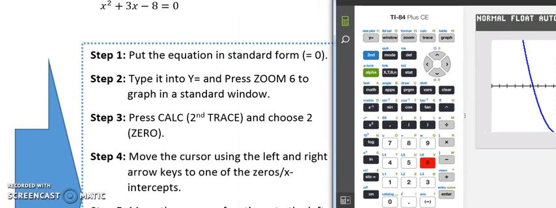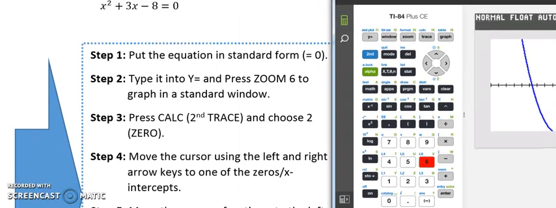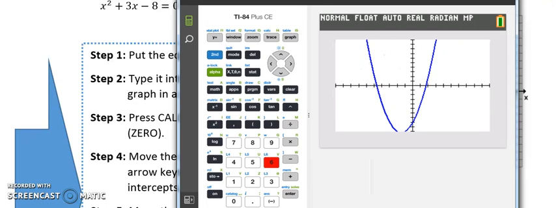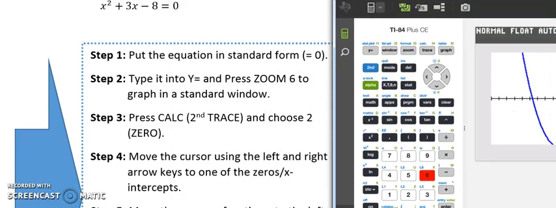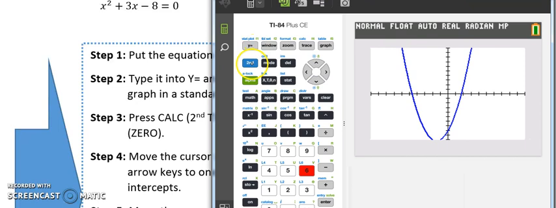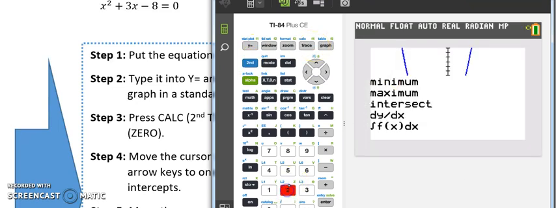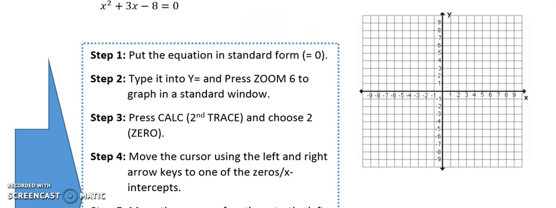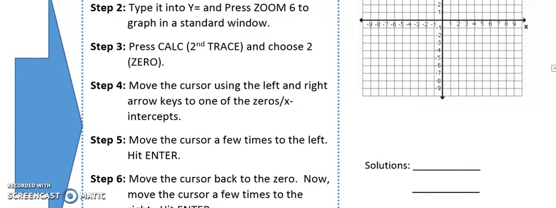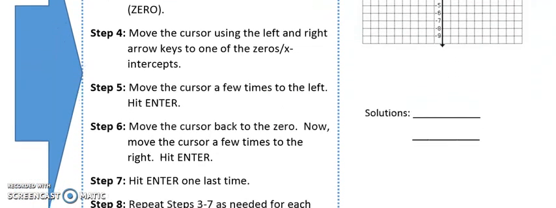It says press Calc or second trace and choose 2, which is the zero. Now remember we talked about zeros are the x-intercepts. So what we're looking for right here is these two x-intercepts. So it says hit second trace and go to Calc and choose 2, which is zero. So second trace, and we're going to choose zero right here. I'm going to scroll down the screen real quick. Alright, so we got some more steps here.